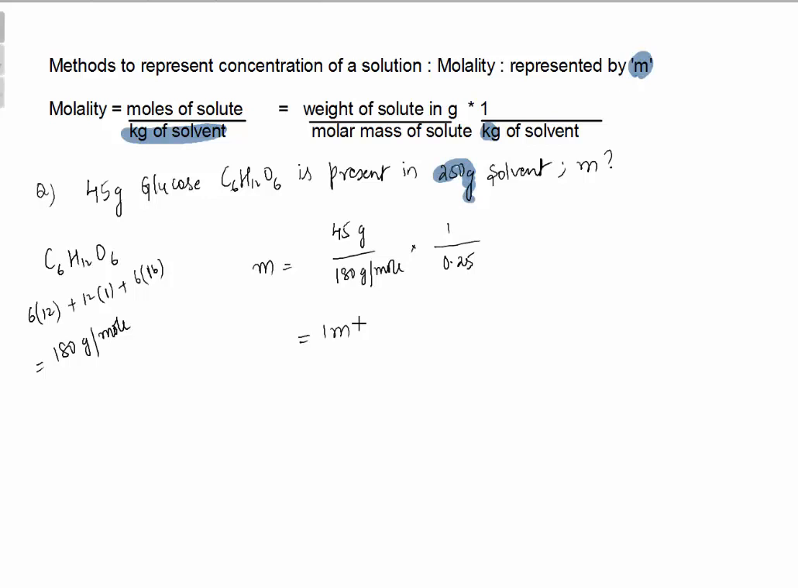Now, this is one of the methods to represent concentration. Quite familiar will be molarity. The second one will be molality, which is represented by small m. Please remember molality and molarity both have same numerator, that is moles of solute. Both have different denominators, liters of solution and kgs of solvent.